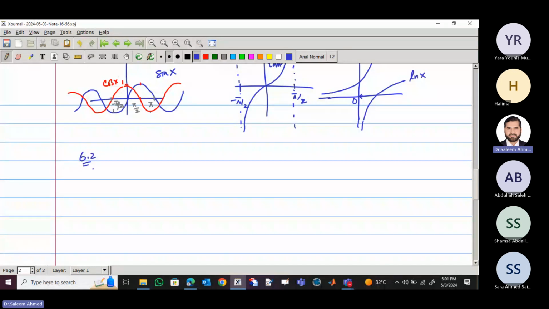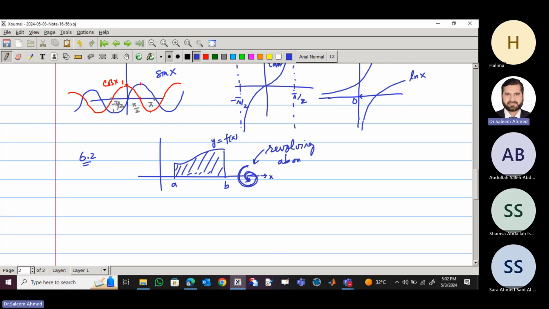In 6.2 and 6.3, we find the volume of solid of revolution. What is a solid of revolution? If you have a curve, let's say y is equal to f of x, and between a and b you have an area. This is the region in the first quadrant, let's say. Now, if you rotate this area about the x-axis, this means revolution about the x-axis.